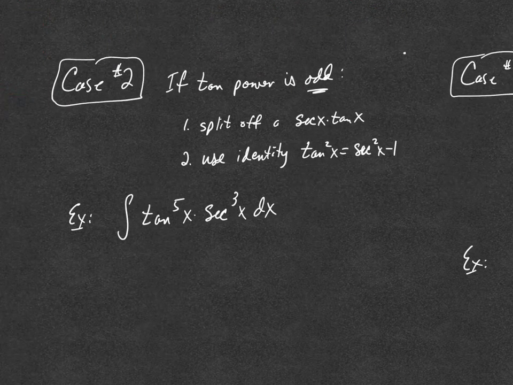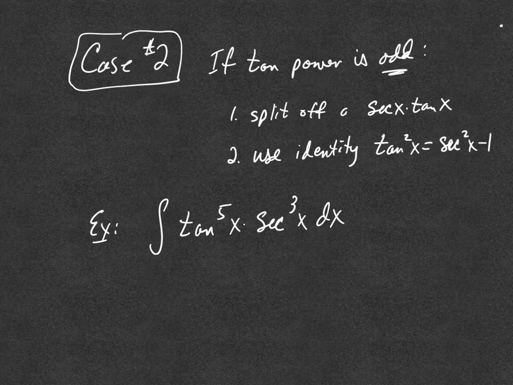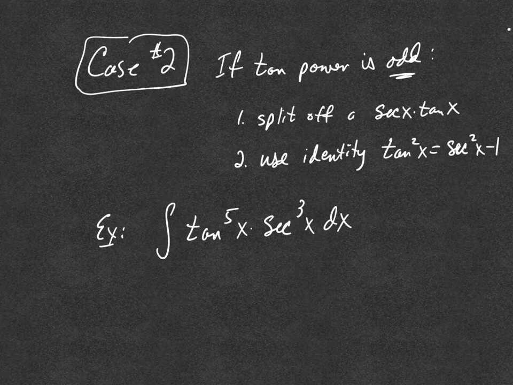Our second situation, let me make this a bit bigger so you can see it a little better. Our second case is, what do you do if the tangent power is odd? As an example here, you can see that the tangent power there is a 5. What we're going to do this time is split off a secant tangent and then use the same identity, just in a different version. Instead of having secant squared is equal to tangent squared plus 1, we essentially just flip the plus 1 to the other side, and we're going to use tangent squared is equal to secant squared minus 1.